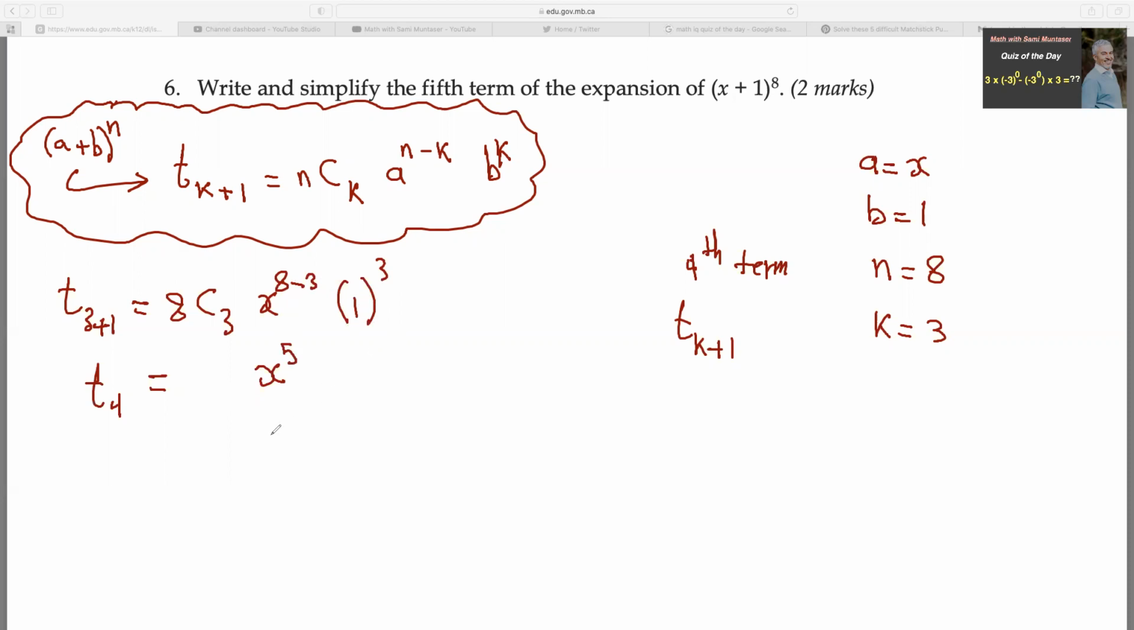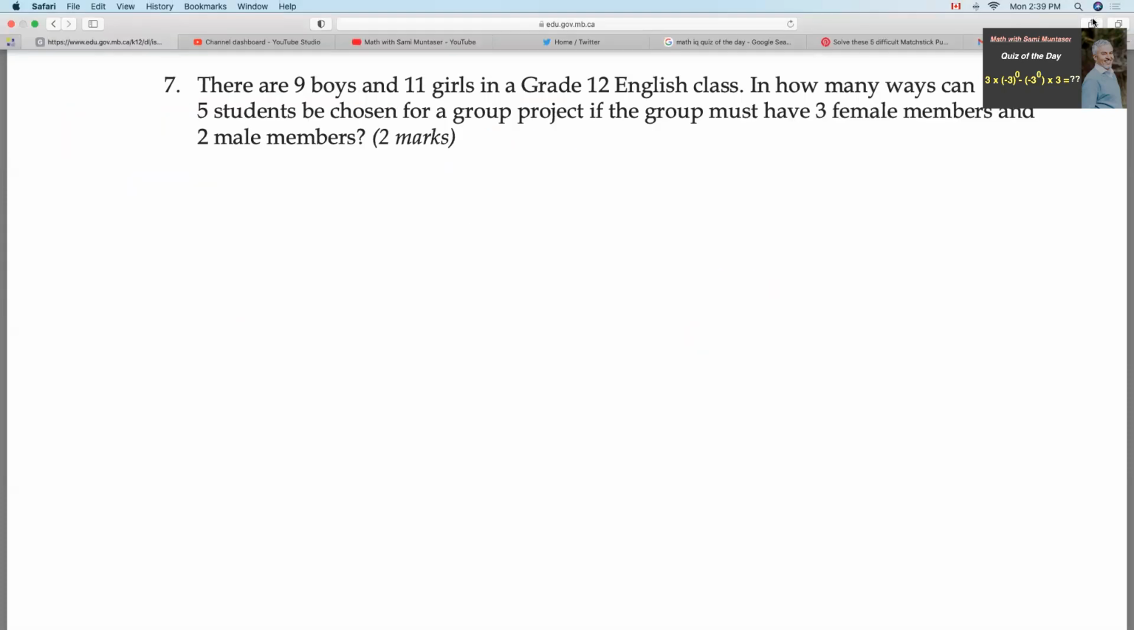So now we're just going to go ahead and find what 8 choose 3 is. 8 choose 3 gives you 56. So the answer for this is 56x cubed. And that's it for this question right here. We'll move on to the next question.